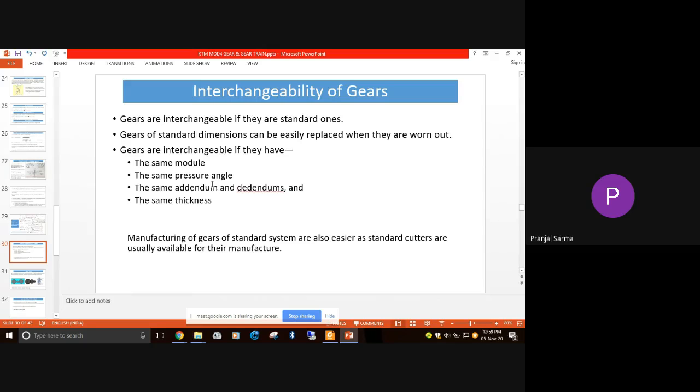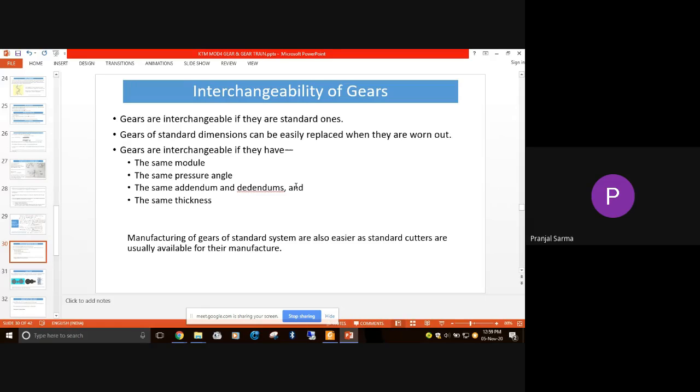So the very small last topic that we'll discuss, already I have told you to take this as an assignment, but still we are discussing in brief the interchangeability of gears. Whenever gears are standard, they become interchangeable. That means you can change one with another. Suppose one is worn out, then what parameters do you have to look at so as to replace it? Ultimately, that is nothing but interchangeability.